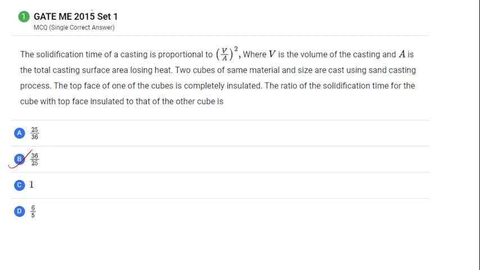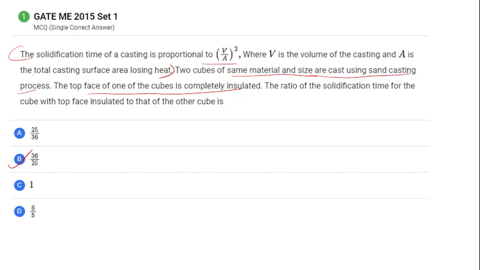So again, we'll read the question. What is it asking? The solidification time of a casting is proportional to V by A square. We also know that. V is the volume of the casting and A is the total casting surface area lost to heat. Two cubes of the same material and size are cast using the sand casting process. The top face of one of the cubes is completely insulated. The ratio of the solidification time for the cube with top face insulated to that of the other cube. So everything is given only.